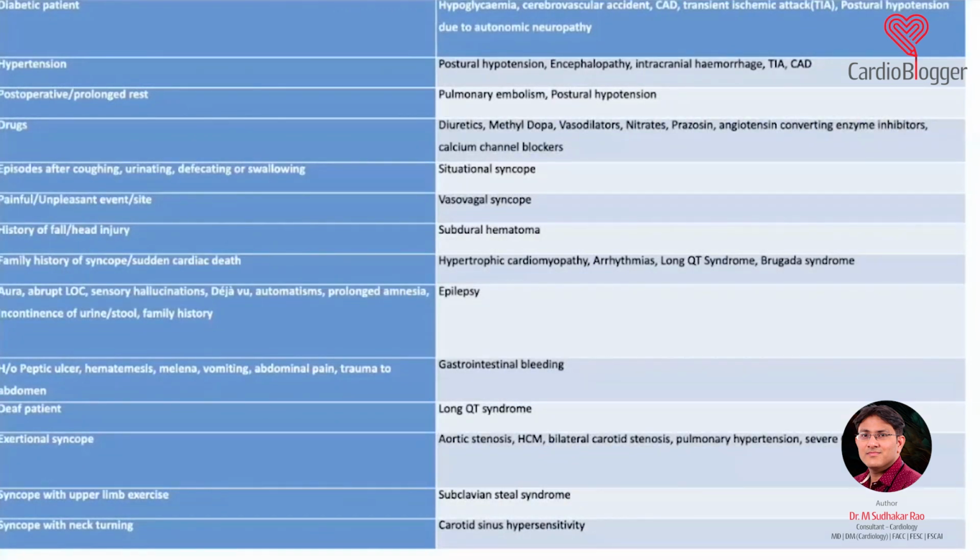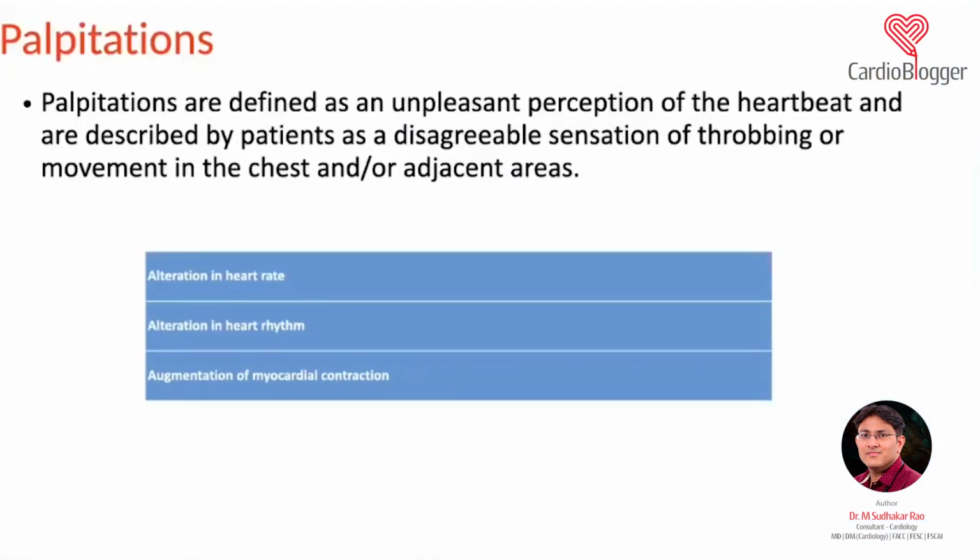So I'll move to the next thing, which I think is as important, and that is palpitations. Now, this is one symptom which most of us will encounter, patients will encounter, palpitation. Now this palpitation is something which we define as the abnormal awareness of one's own heartbeat. It is actually a correct definition, nothing wrong, but this is how books define it. Palpitations are unpleasant perceptions of the heartbeat and are described by patients as a disagreeable sensation of throbbing or movement in the chest.